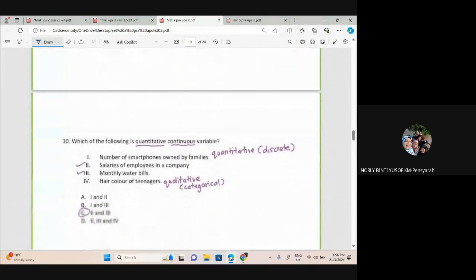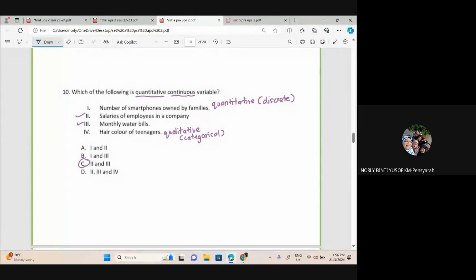Okay. So untuk 10 pun sama, masuk quantitative continuous variable. Dia adalah salaries employee in company, monthly water bill. Sebab kuantitatif tapi dalam bentuk continuous variable. Okay. So itu pilihan jawapan untuk quantitative continuous.